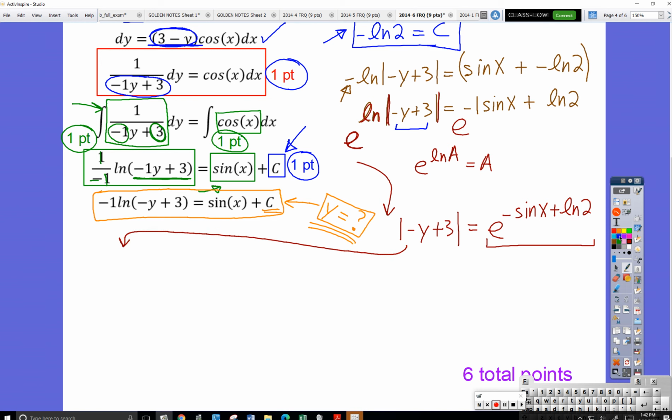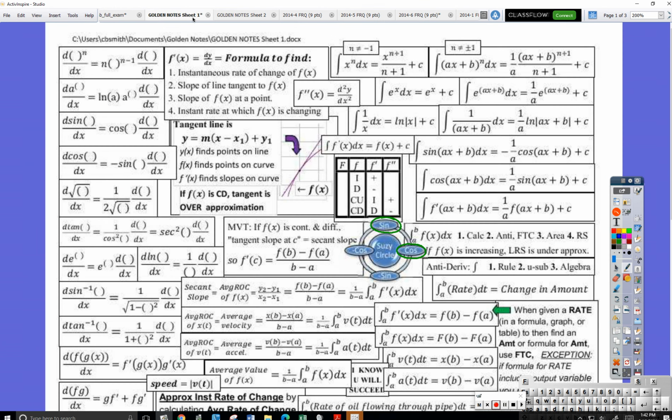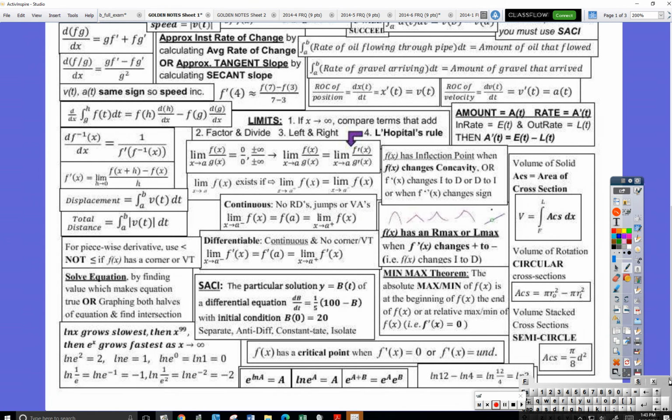Right here, we're going to use the fact that E raised to the a plus b is the same thing as e to the a multiplied by e to the b. That's on the golden notes. First sheet, of course, is where most everything is. Right down here at the bottom.